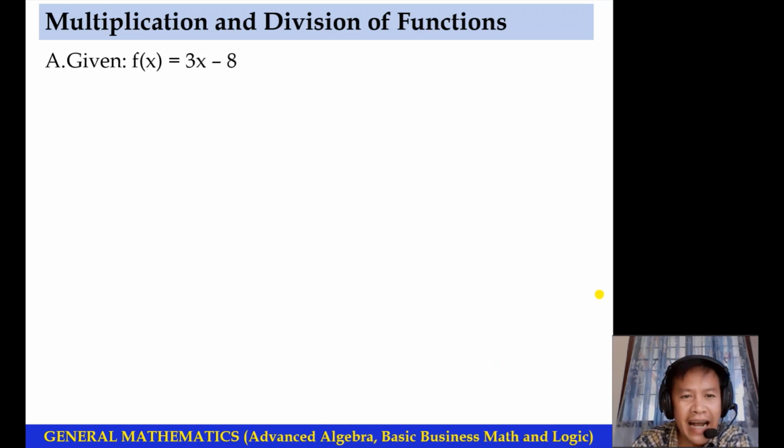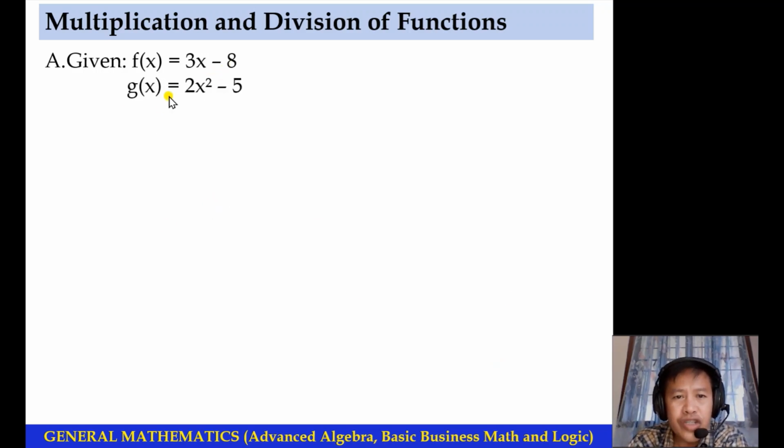Okay, letter A. f of x is equal to 3x minus 8. And g of x is equal to 2x squared minus 5. Take note, the first thing that you're going to do is to identify in yourself what type of function is given by this equation. So this is a linear function and this is a quadratic function. And this is a line which is increasing. Y-intercept is negative 8 and the slope is 3.